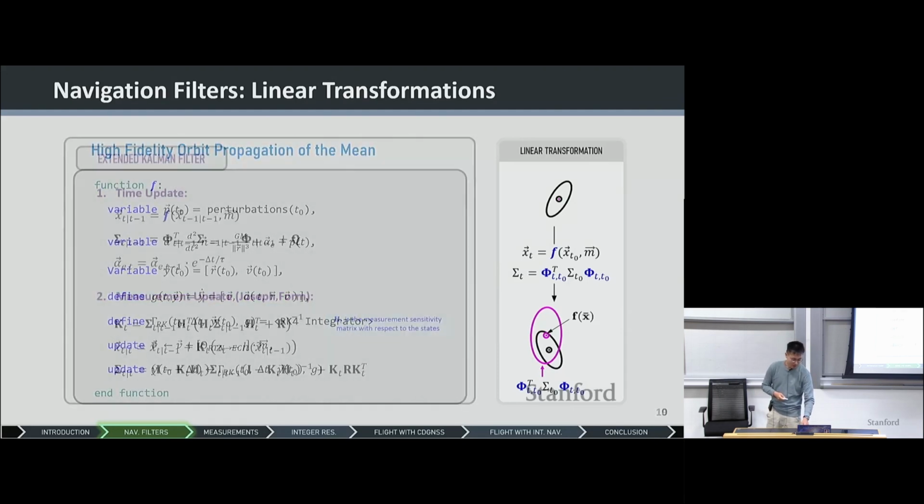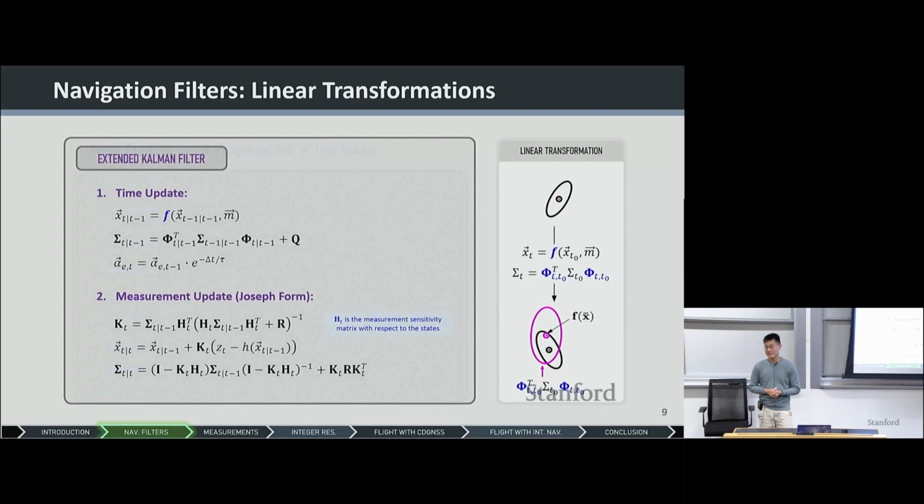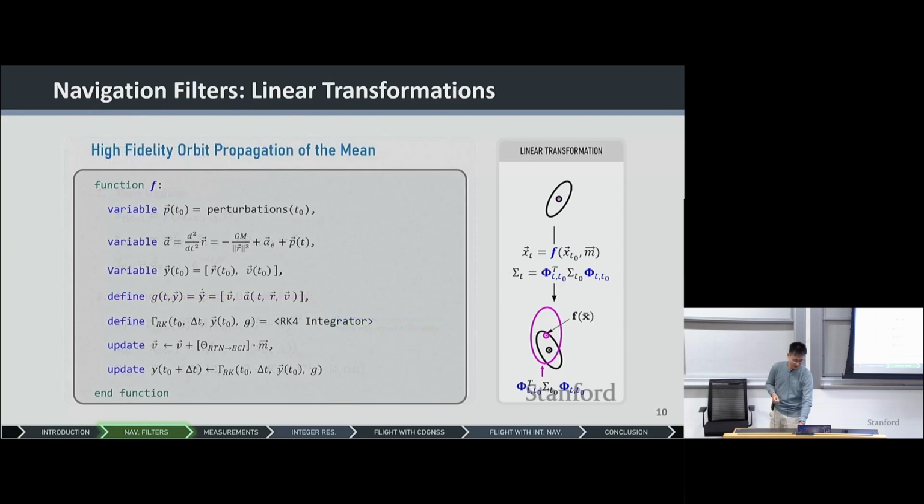So this is all material that you have already seen in the last lecture and possibly in 273. I know quite a few of you are taking 273 this quarter as well. But let's dive a little bit deeper into how we actually do orbit propagation within a Kalman filter for a distributed space mission or for a space mission in general.